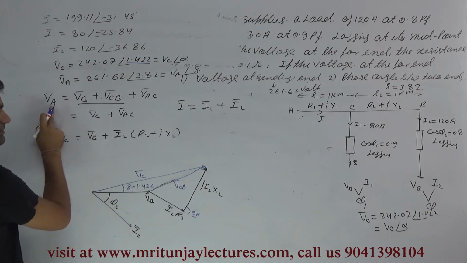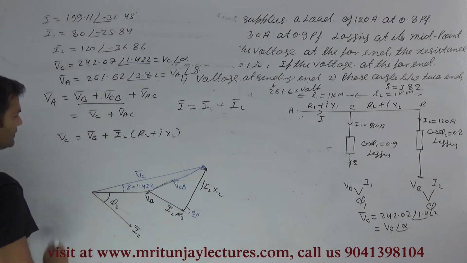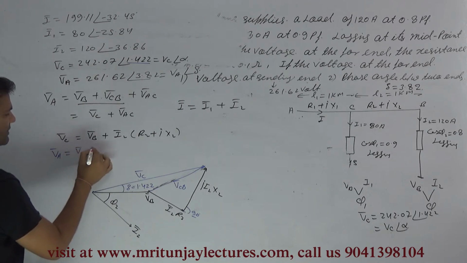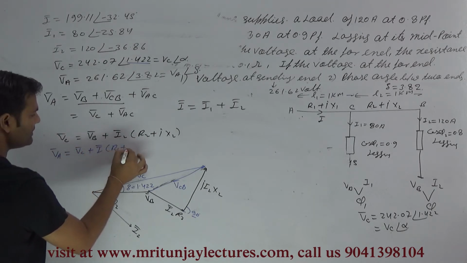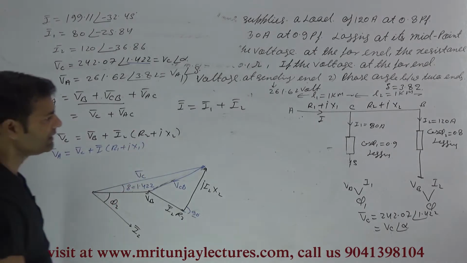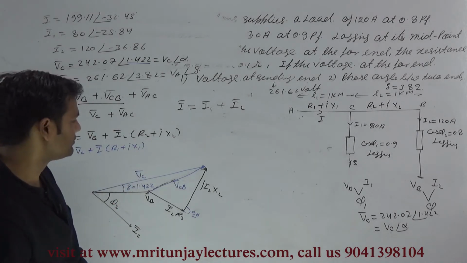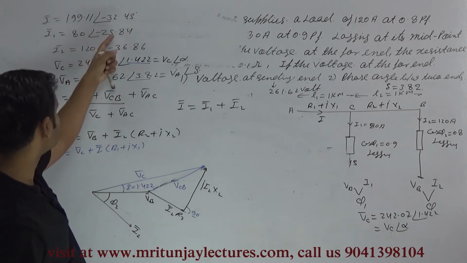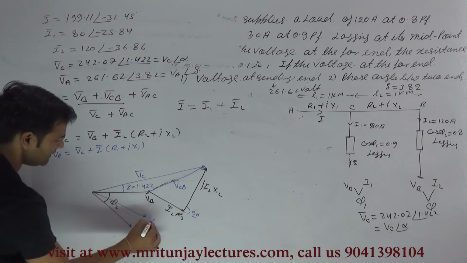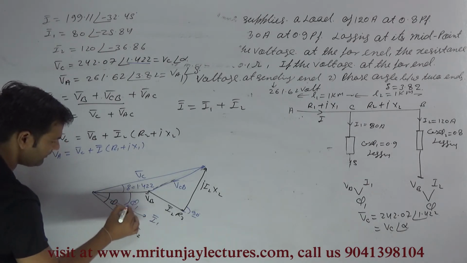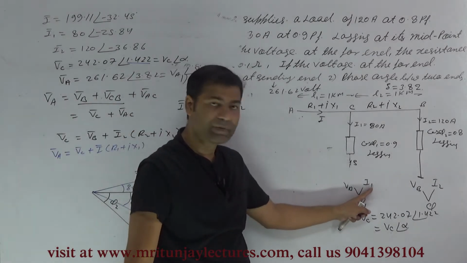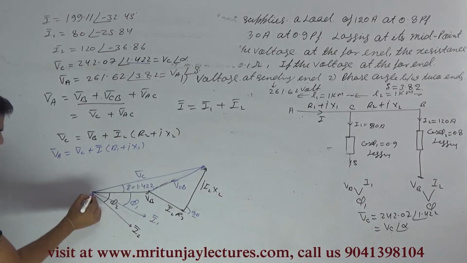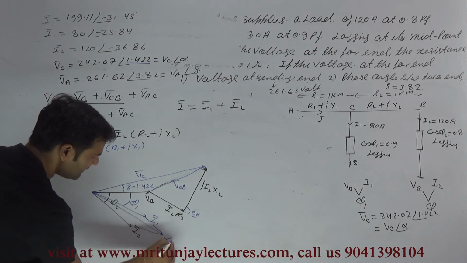Our next target is VA. VA is VC plus V of AC. So VA is written as VC plus I into R1 plus jX1. I is the sum of I1 plus I2. I2 is made like this one. What about I1? I1 is minus 25, that is I1, phi 1. The angle phi 1 is the angle between VB and I. That's why I make it like this one. The resultant of these two is I.